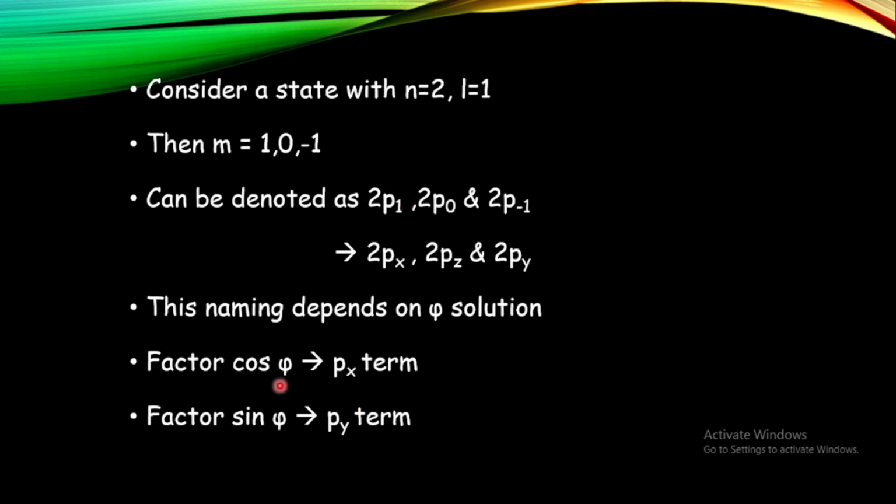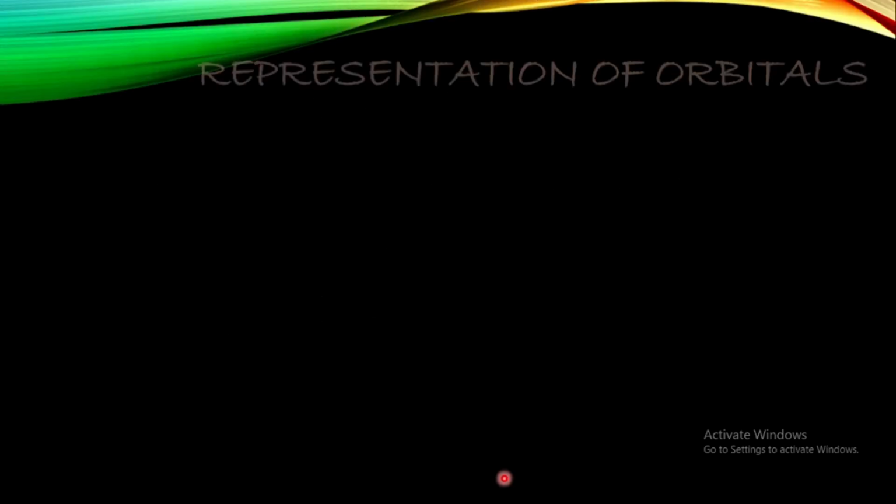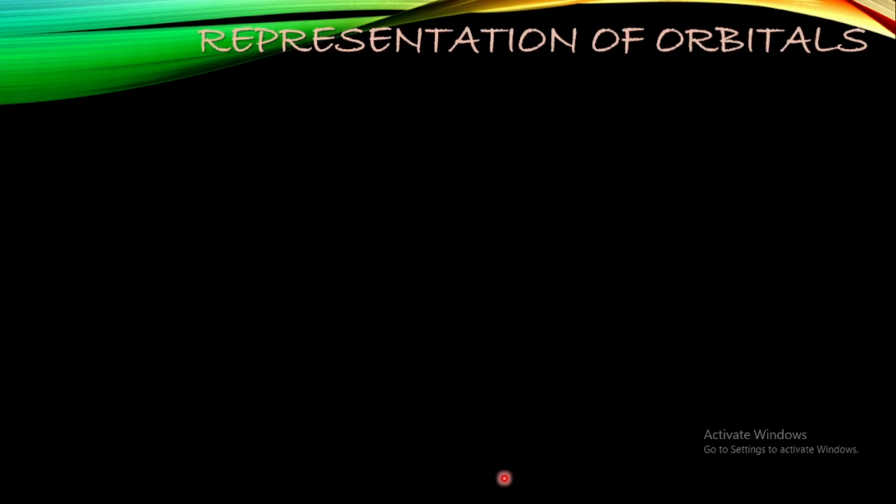If the linear combination gives the term with sine phi value, then it corresponds to the py term, which is denoted with p minus 1, that is, m equals minus 1. So this is how we understand the relationship between different quantum numbers in order to understand the nature of the orbitals of any given atom. Next, we need to understand the representation of orbitals.